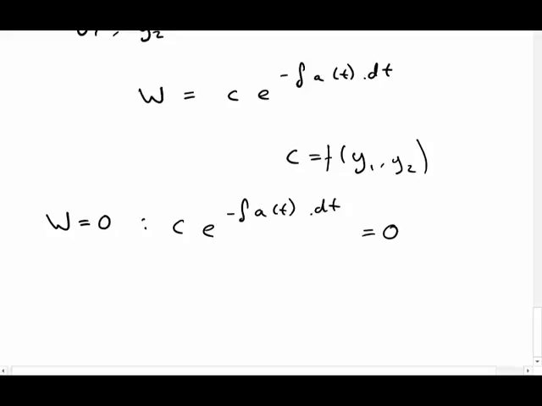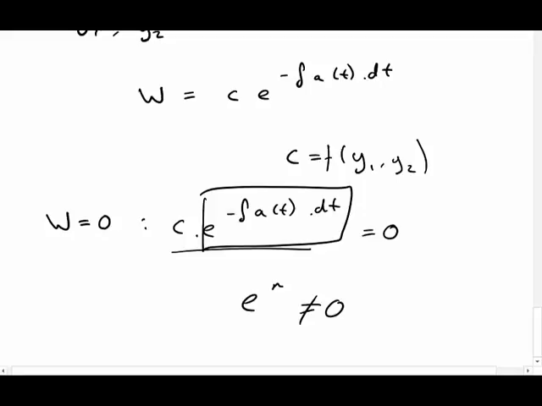Well, look what we've got here. An exponential to any power, let's call it e to some power n, can never be 0. It's always got to be positive. So what we've effectively got is two things being multiplied together to make 0. Therefore at least one of them has to be 0. Well, that exponential part cannot be 0. So the only way that the Wronskian is 0 is if c is equal to 0.